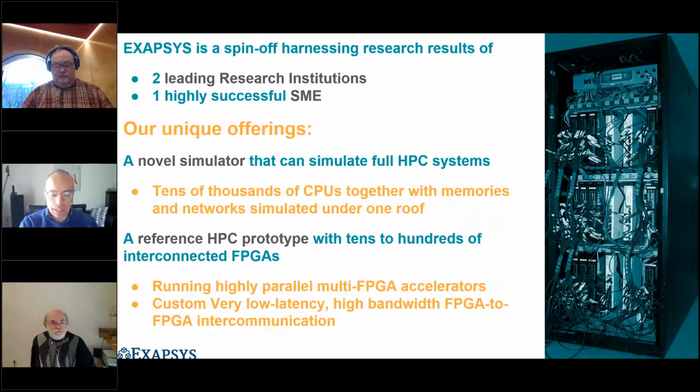And there is an SME called Synalixis, which has designed quite a few systems within the HPC area, and we got all those results, and we created, as well as the team, to be honest, Exapsys. So the main 2 things that we are focusing on, if you look at our inventory, we have quite a lot of things that we have developed as part of the research institution and the SME. But as Exapsys, we do focus on 2 different things, and one of them is a novel simulator that can simulate virtually tens of thousands of CPUs together with their memories, the networks, and all the associated peripherals under one roof.